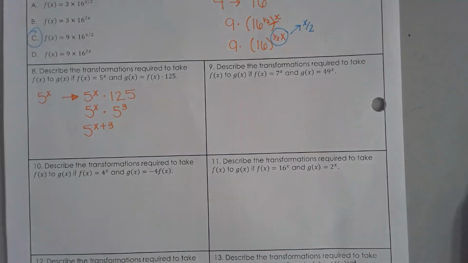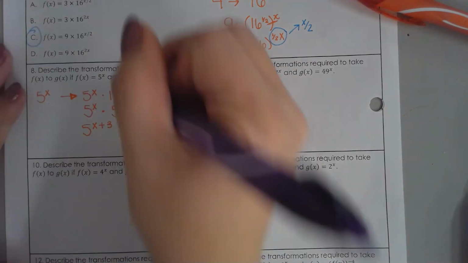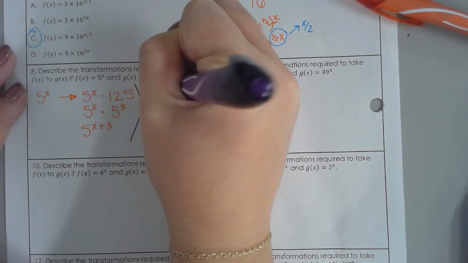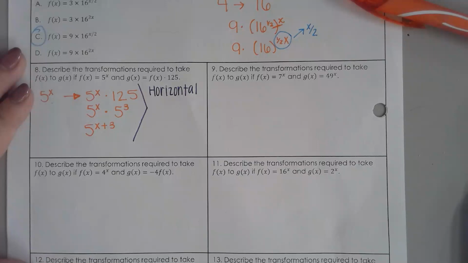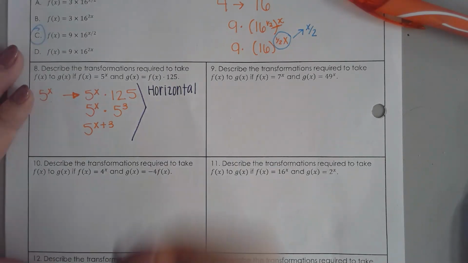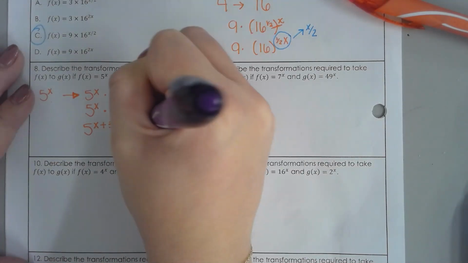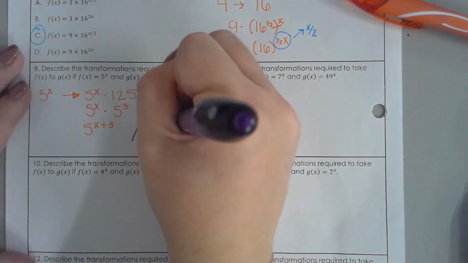So if I started at 5 to the x and I go to 5 to the x plus 3, what transformation is that? Horizontal. What? X plus 3. Translation of how many units? Negative 3 units.